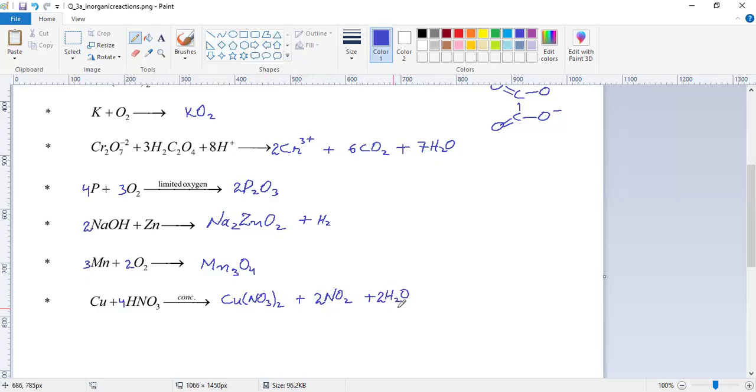Now we have to see how many oxygen are there. Here 4 threes are 12. And here 3 twos are 6. 2 twos are 4, 6 and 4, 10, 10 and 2, 12. So this is also balanced. So this is a very simple way of understanding these reactions.